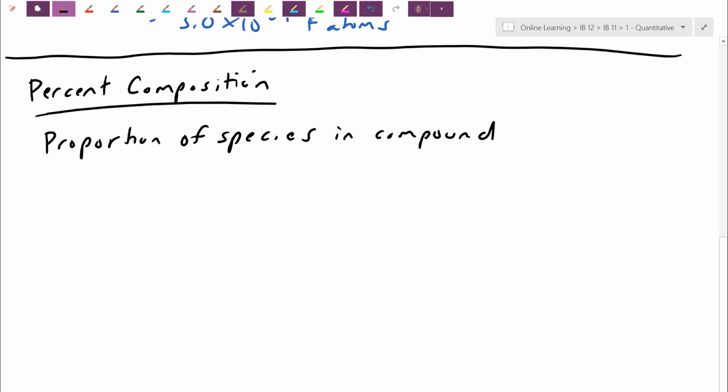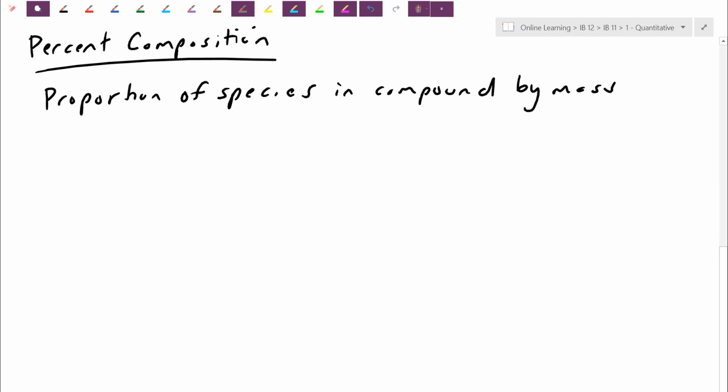And unless otherwise specified, we're going to be doing this by mass. So it's a mass percent, the mass of this element within the mass of the compound, or the mass of this grouping within the compound. You could actually do a percent composition using volume for volume, but that's more of a concentration thing we'll see later on.